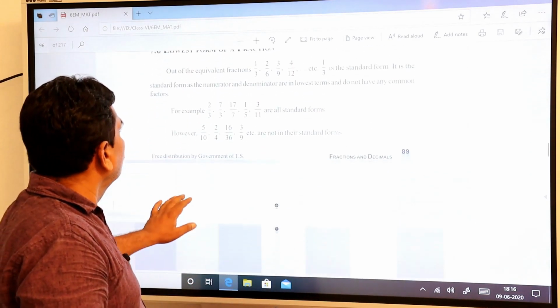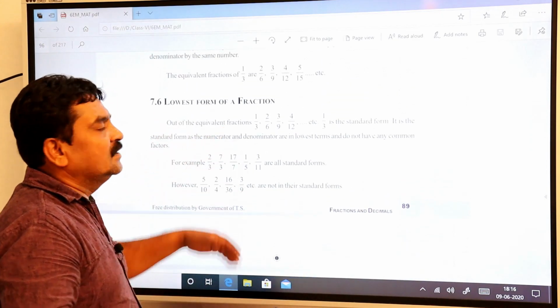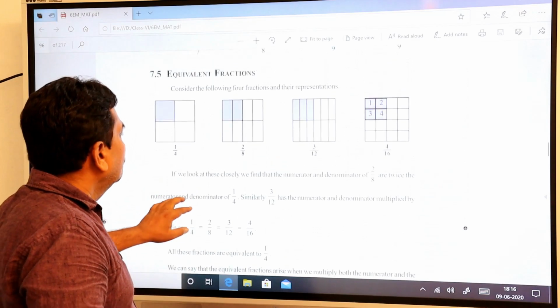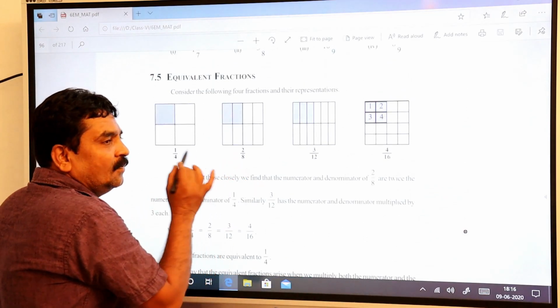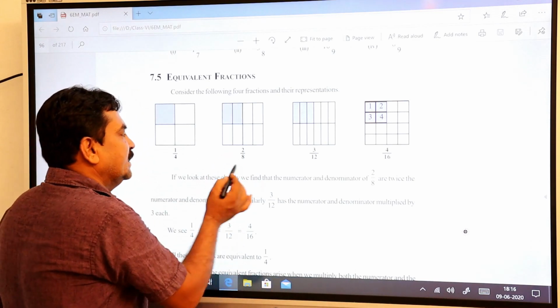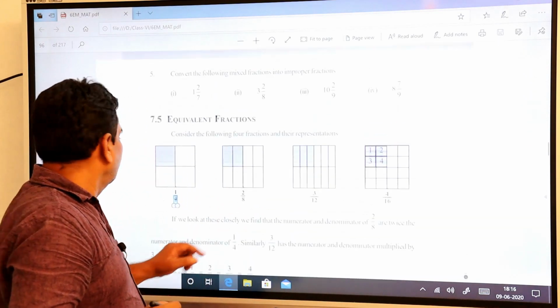Let's go to the lowest form of a fraction. That is called the lowest form of the fraction. Yes, one more terminology. So for 2 by 8, the lowest form of the fraction of 2 by 8 is nothing but 1 by 4. Okay.